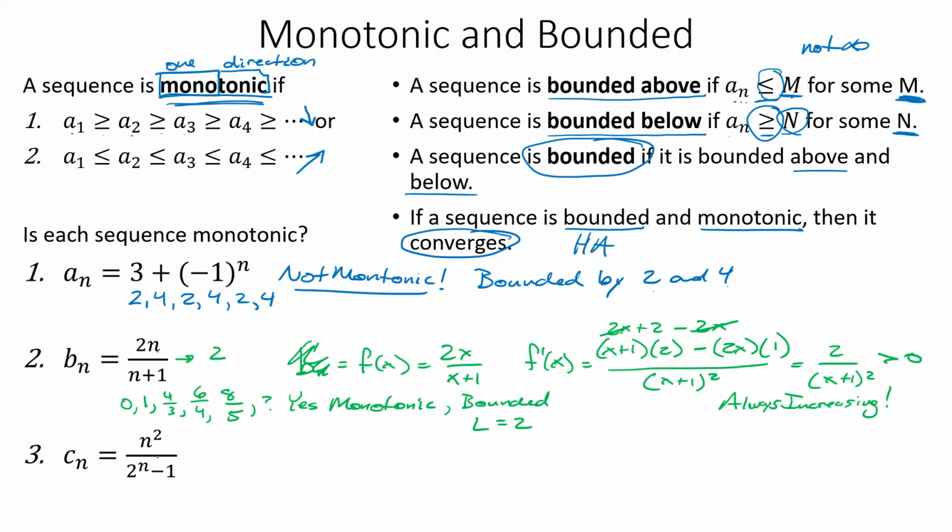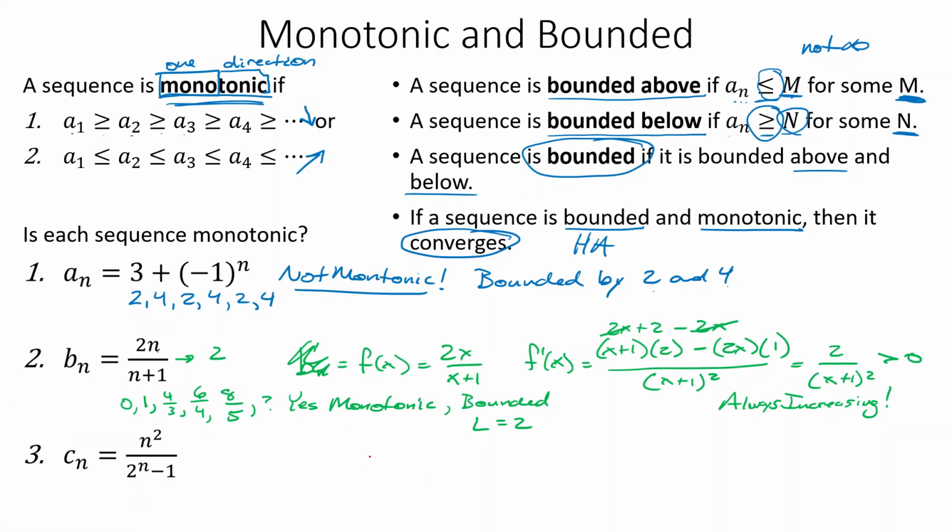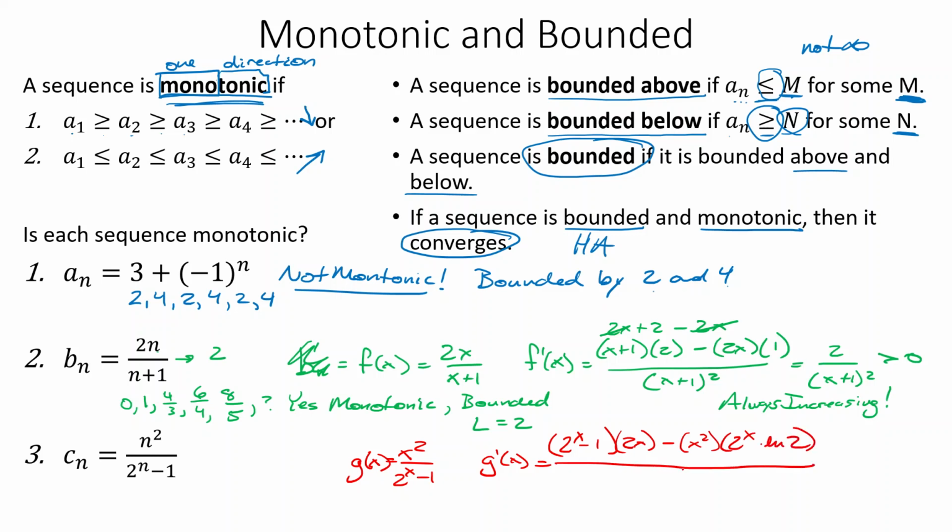All right, how about this last guy? So this might be tricky to plug in numbers here. What if we just do the derivative trick here? Oh, I forgot. I said I would switch colors for each one. Back to red. What if we just said g of x is x squared over 2x minus 1? So then g prime of x would be bottom times derivative of the top minus the top times derivative of the bottom, all over the bottom squared.